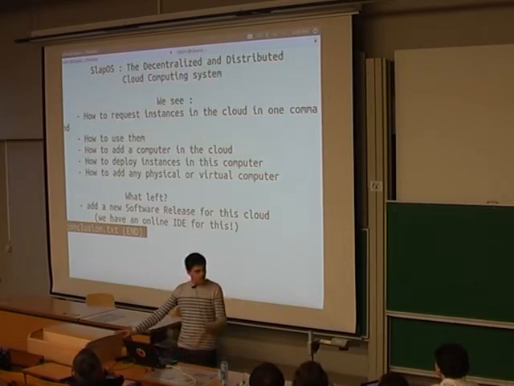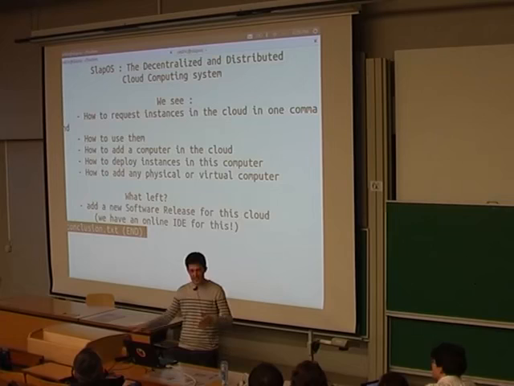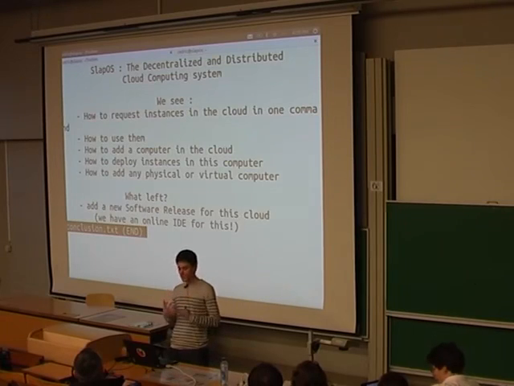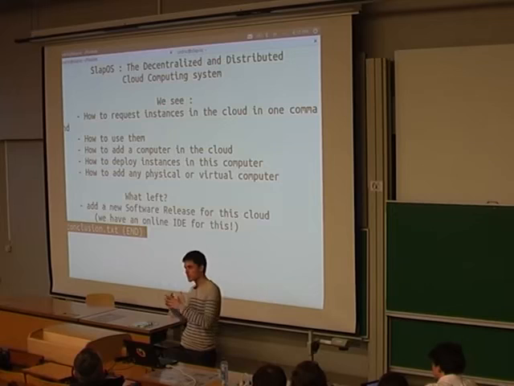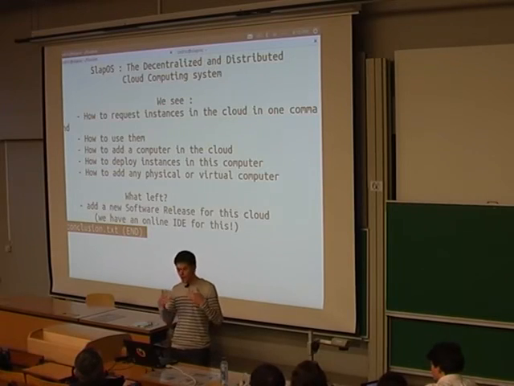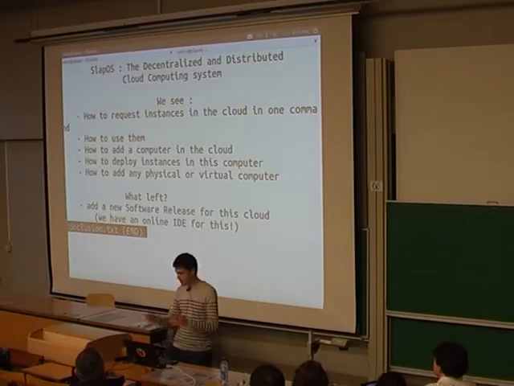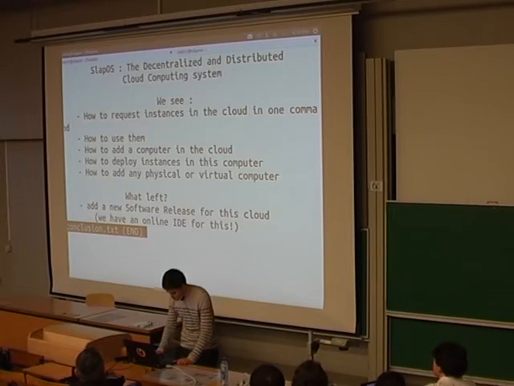So here we quickly see how to request instances using the command line on SlapOS. We've seen many different types of instances, how to use them, how to connect to them, and then how to extend the cloud with my own machines. So maybe to create a private cloud, so I can use for myself or for my friends or company or I don't know what, the machine as cloud.